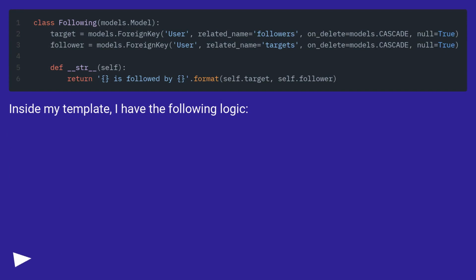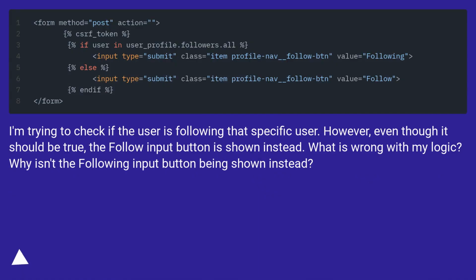Inside my template, I have the following logic. I'm trying to check if the user is following that specific user. However, even though it should be true, the follow input button is shown instead. What is wrong with my logic? Why isn't the following input button being shown instead?